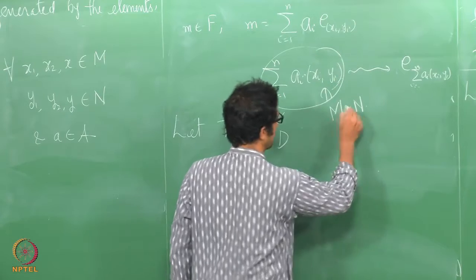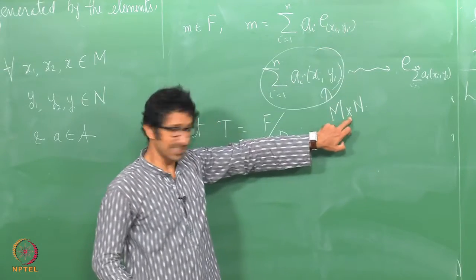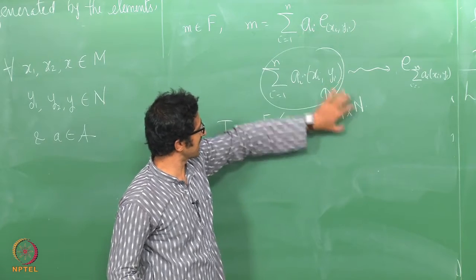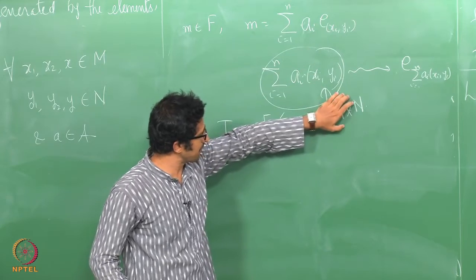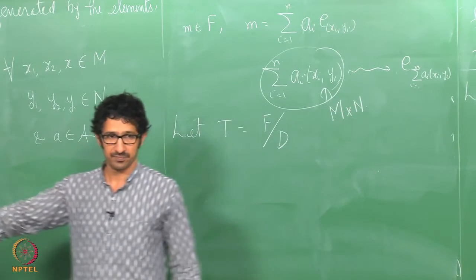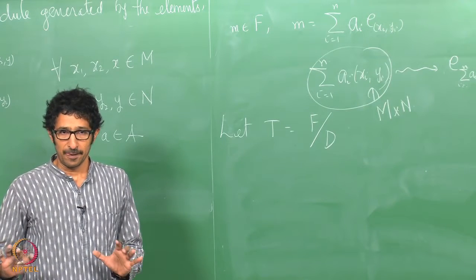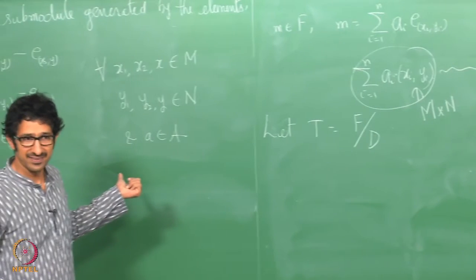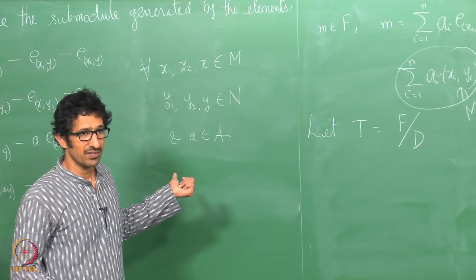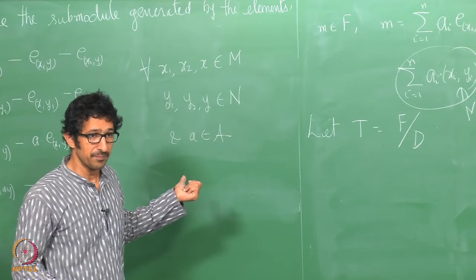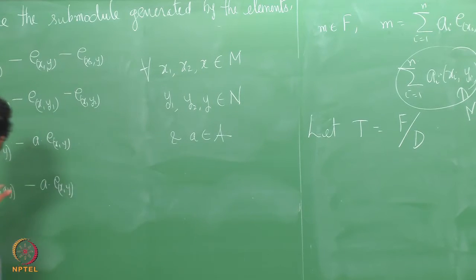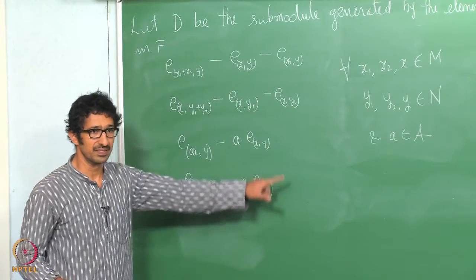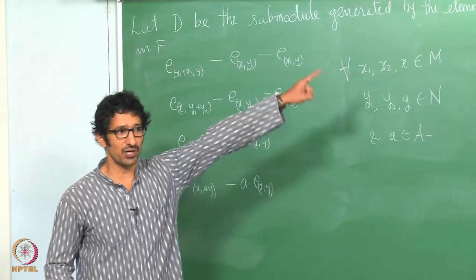There is a basis element corresponding to this element in M cross N. Each (xi, yi) is in M cross N, but you take the corresponding element in F and take the linear combination there, and take the linear combination in M cross N and look at the corresponding element; they are different. But once you come to D, what do we have? D is the submodule generated by elements of this form. So modulo D, these two are equal.